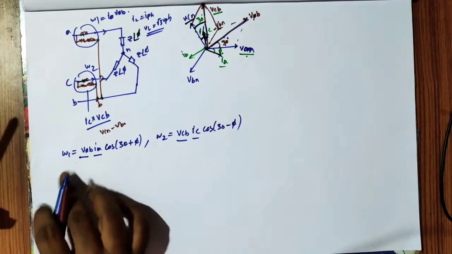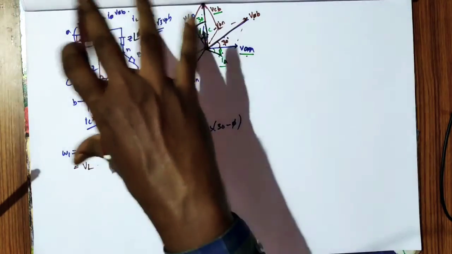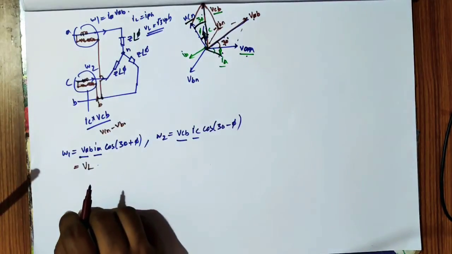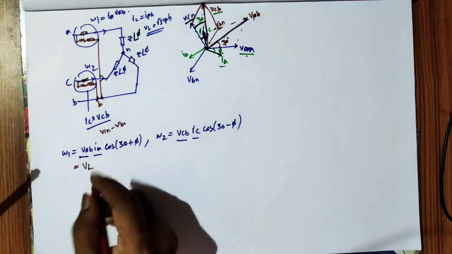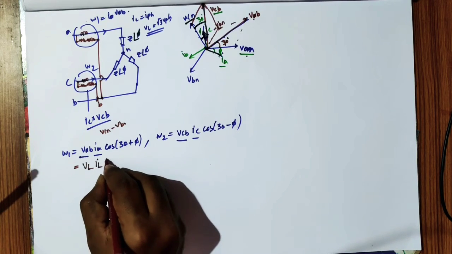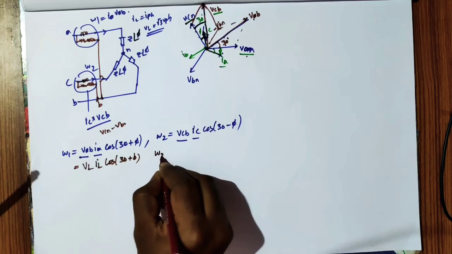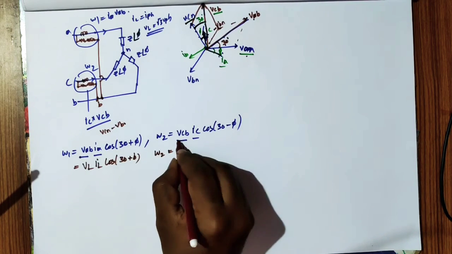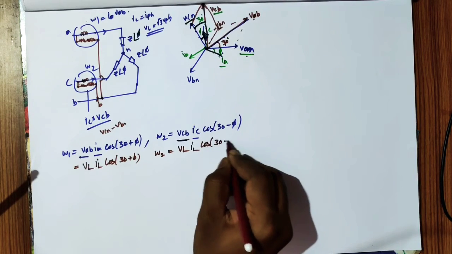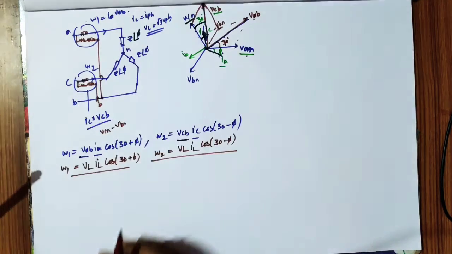So in the general case of the two wattmeter method, wattmeter 1 will measure the line voltage and line current with a phase angle of 30 plus phi, and W2 will measure the line voltage and line current with cos of 30 minus phi. So these are the two readings obtained by the two wattmeters.